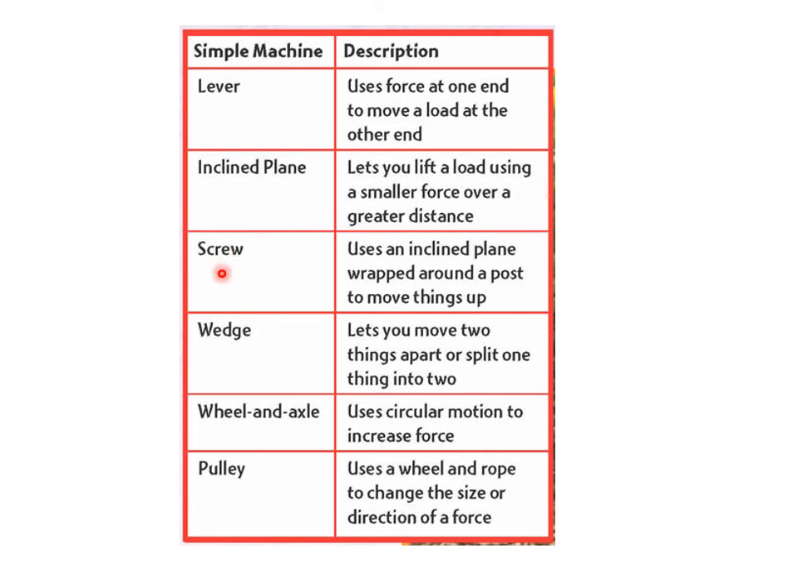A screw. It uses an inclined plane wrapped around a post to move things up. A wedge. It lets you move two things apart or split one thing into two. Wheel and axle. Uses circular motion to increase force. And finally, a pulley uses a wheel and rope to change the size or direction of a force.